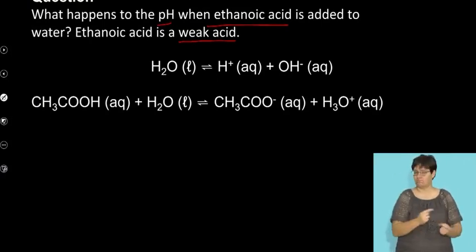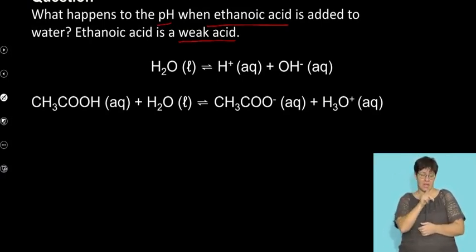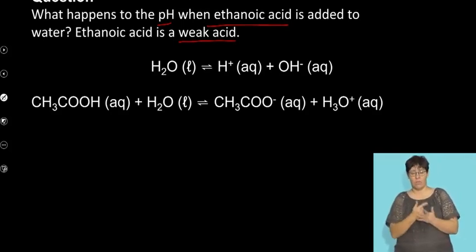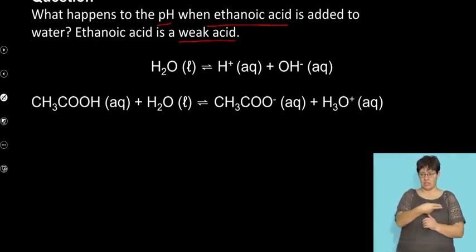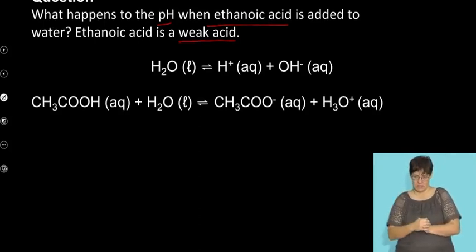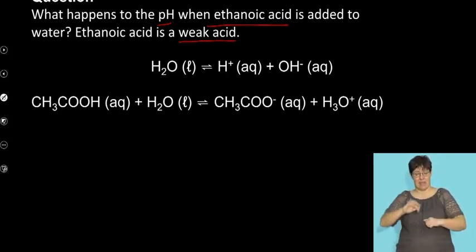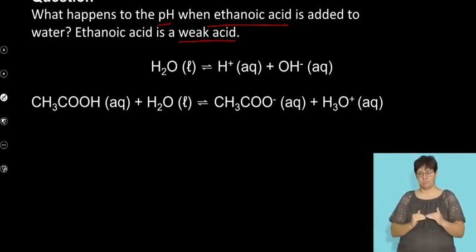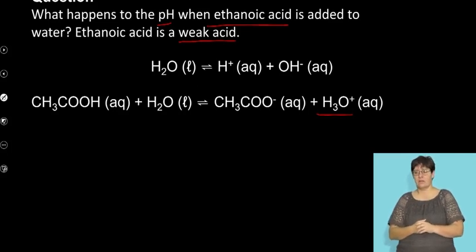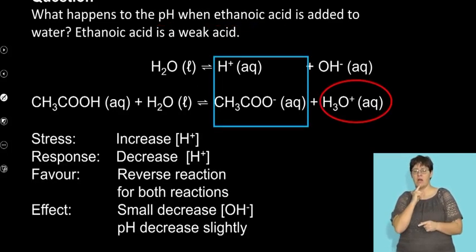So if we go look at what happens to water, this is our water, auto-ionization of water. Water will break up into hydrogen ions and hydroxide ions. If we're going to add vinegar to the system at equilibrium, we will obviously increase the hydronium ion concentration. So let's unpack. What is the disturbance? We've added vinegar to water, and this is now just water.